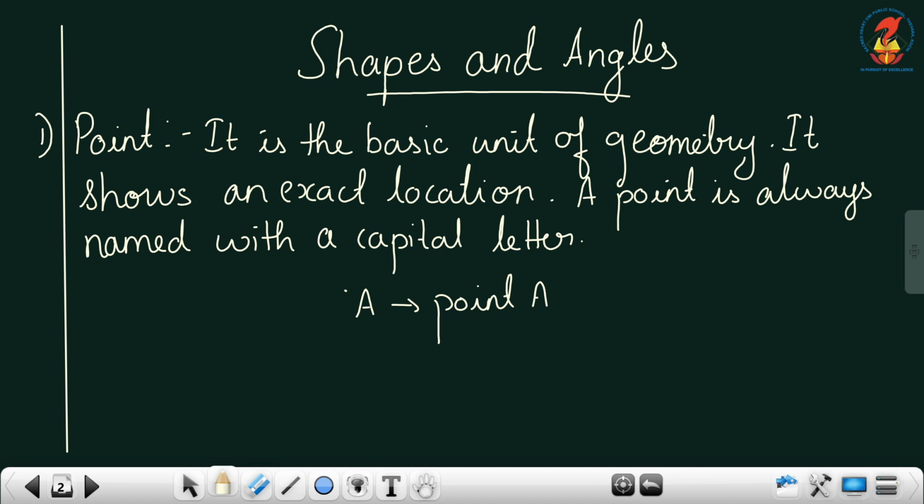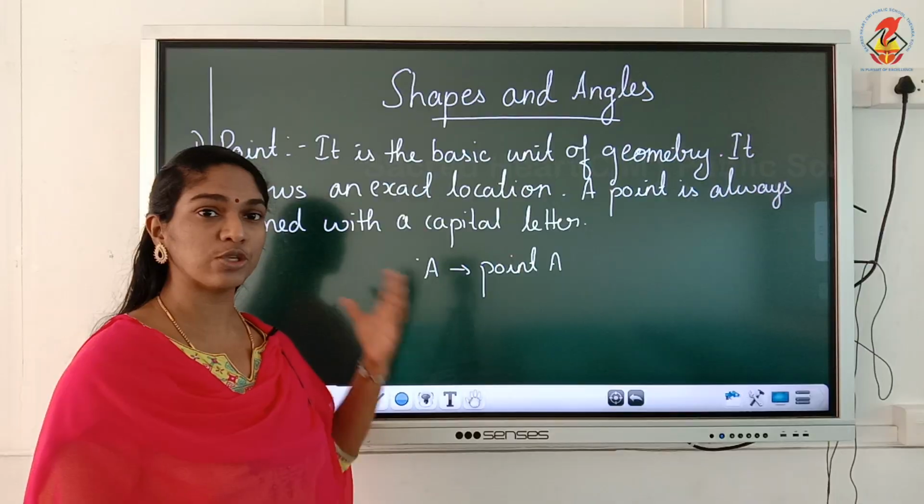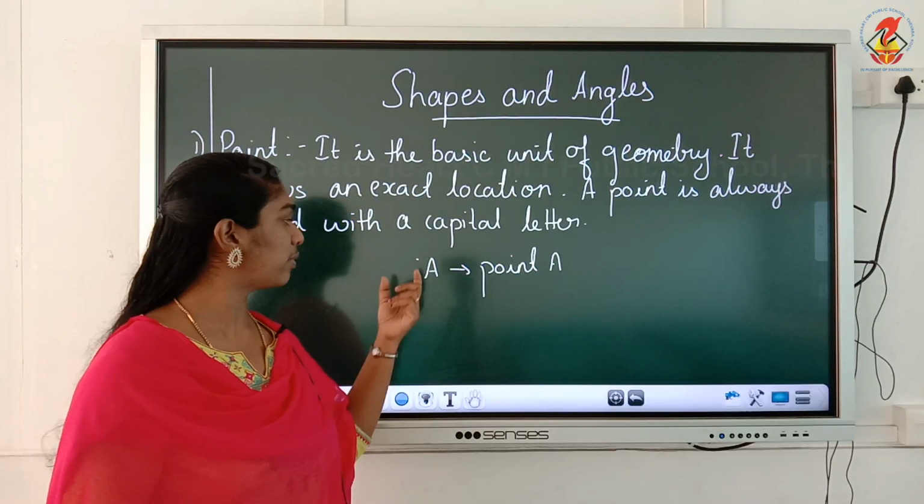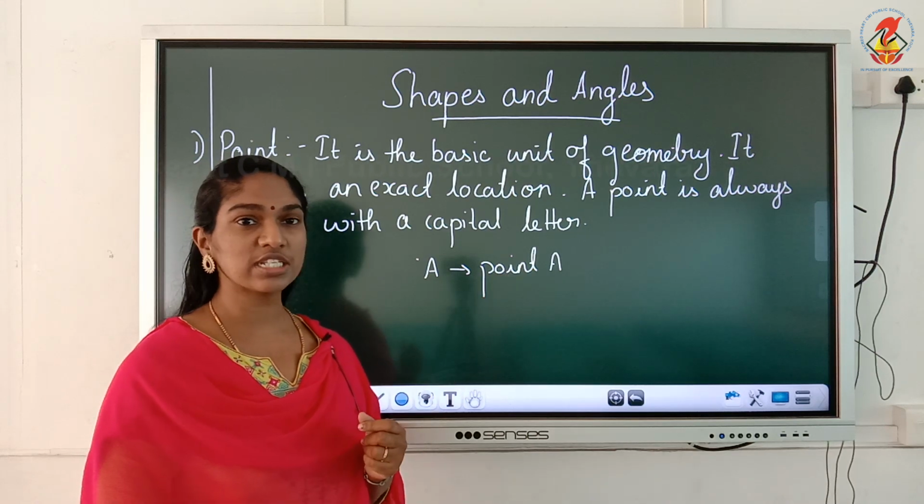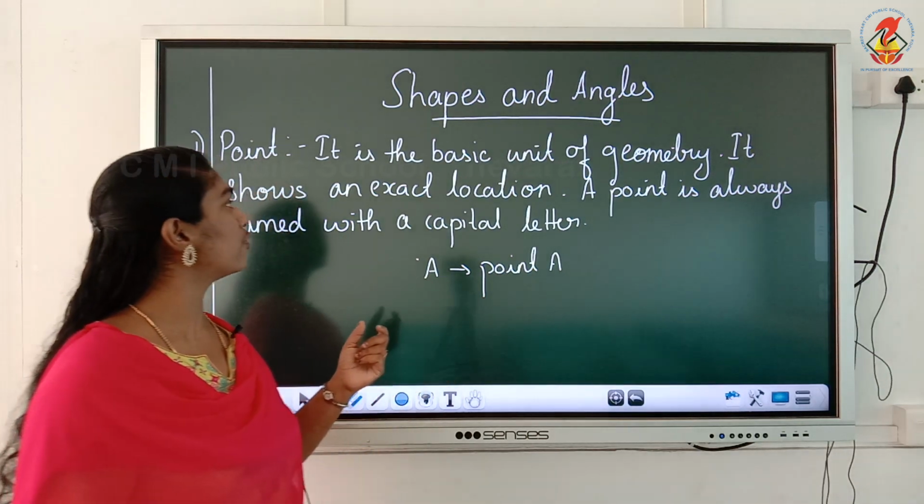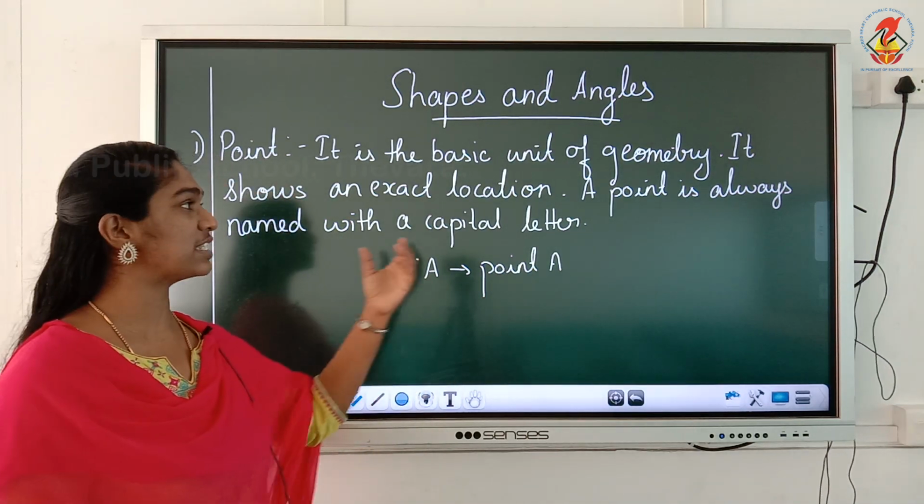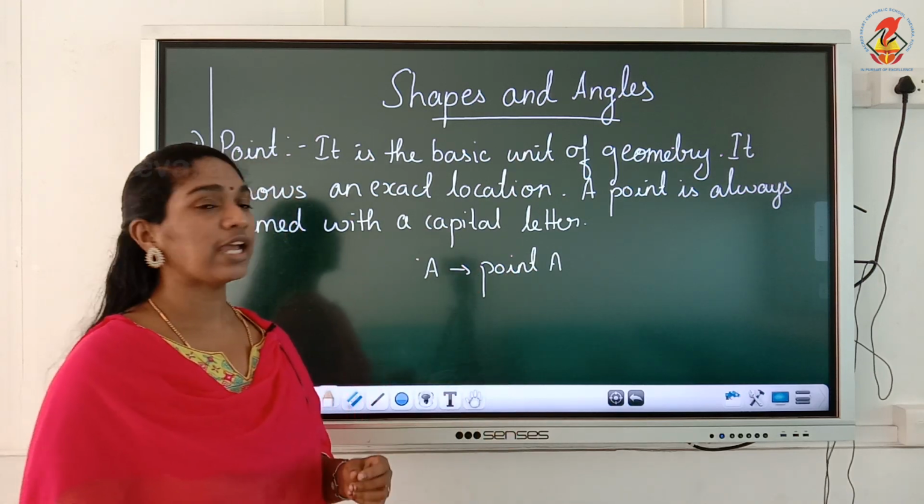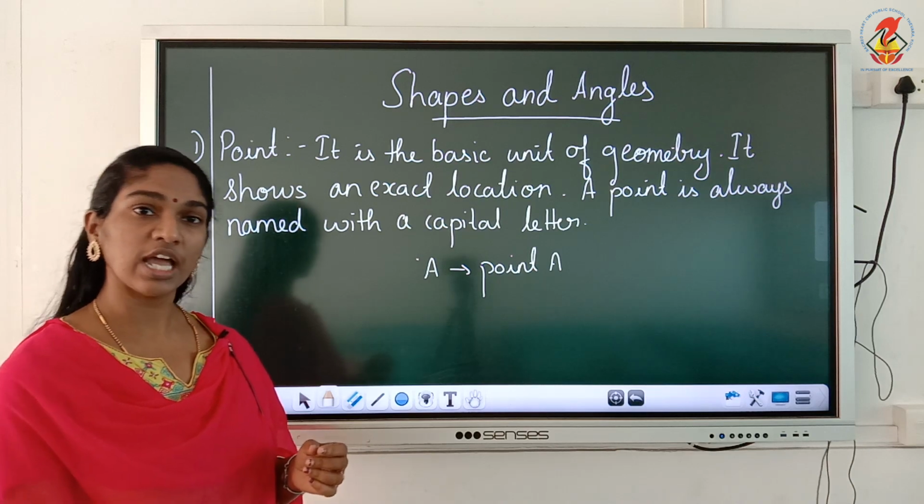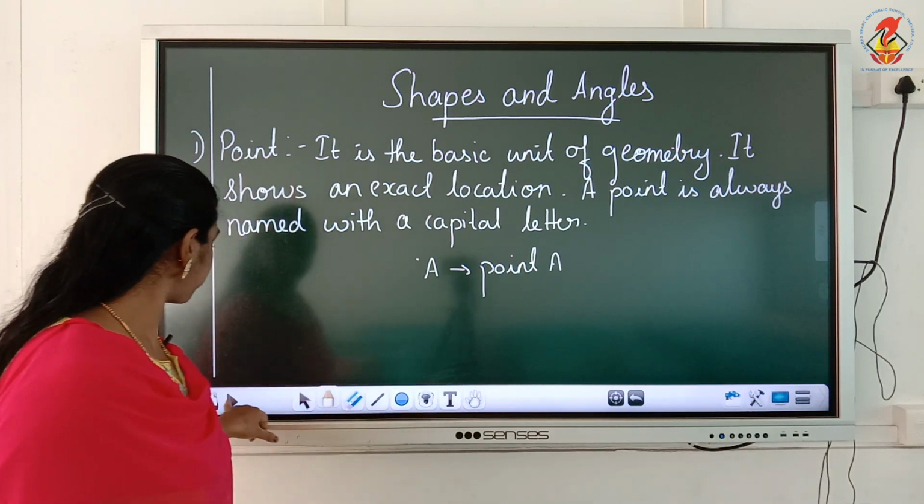Now, how is a point represented? A point is always named with a capital letter. You put a point and below the point you write a capital letter. You can use any capital letter that you want, but we use only capital letters. This is read as point A. So the first term we have learned is a point. A point is a basic unit of geometry. It shows an exact location and it is always named with a capital letter.